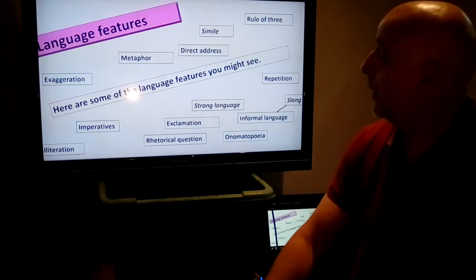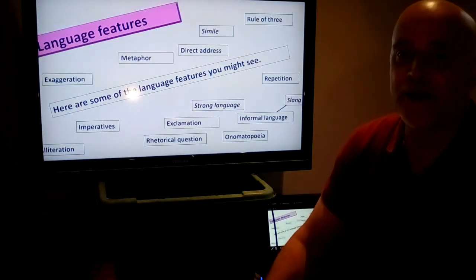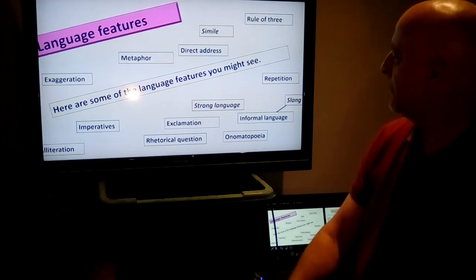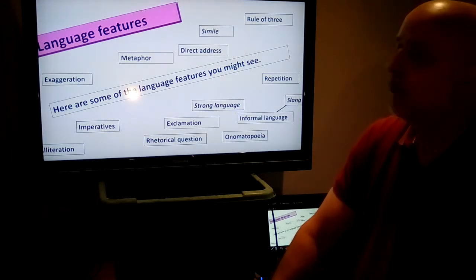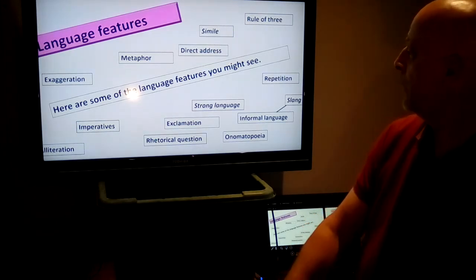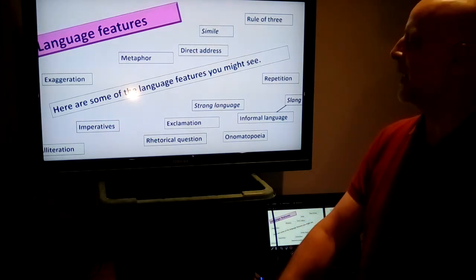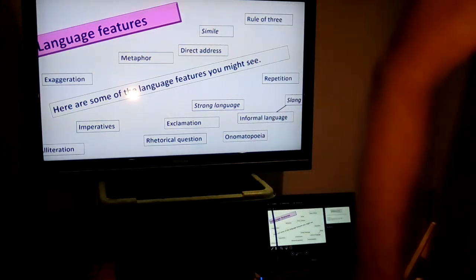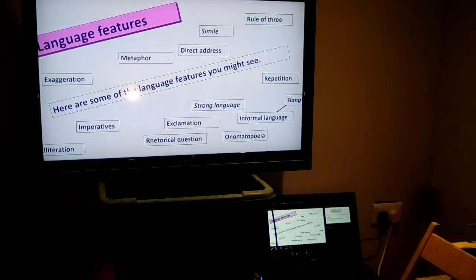So here are the language features we're going to look at today. There's quite a few of them, but we'll go through them one by one and try and identify them and clarify them. So if you spend a little bit of time looking at those, all the different sorts of ones that we know, we've all come across in the past, but we need to revise on them. So you've got things like the simile and the metaphor, which do a very similar sort of job, but they are different approaches to it.